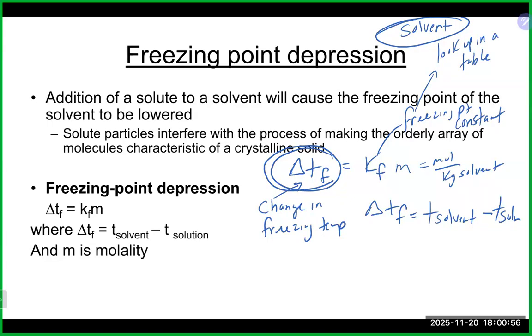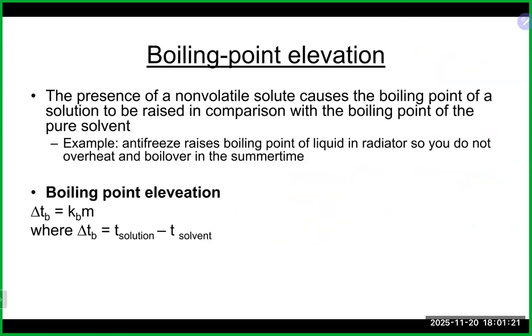And what I mean by that is if you do it backwards or incorrectly, you'll be adding when you should be subtracting, and you'll be subtracting when you should be adding. So for freezing, because it's the higher temperature as the solvent, you want to go solvent minus solution, and that will get you the right sign so you don't add when you should subtract or subtract when you should add.